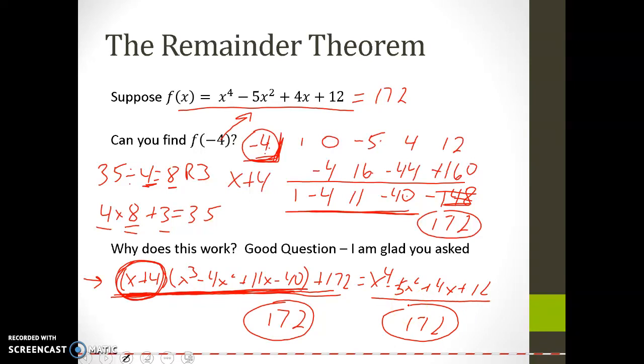Basically, just to recap, you really don't need to understand this completely. I want you to know why it works. But what you really need to know is that if I want to find f of negative 4, I could plug negative 4 into all the x's and evaluate it. Or I could use synthetic division by plugging negative 4 in here and get my remainder, and my answer is always going to match what I would get if I plug negative 4 into this expression. If I wanted to find out what f of 5 was, I could do the same thing. I could plug 5 in here, or I could plug 5 in here, use synthetic division, and whatever my remainder is would be my solution.